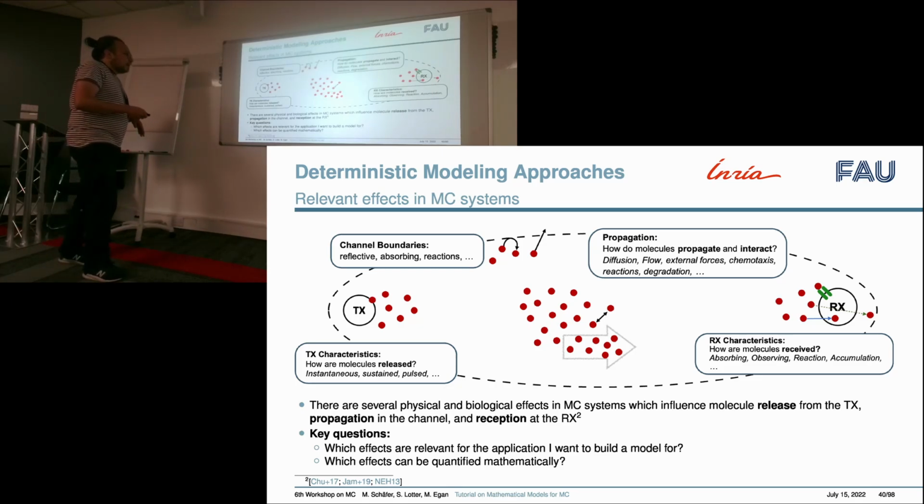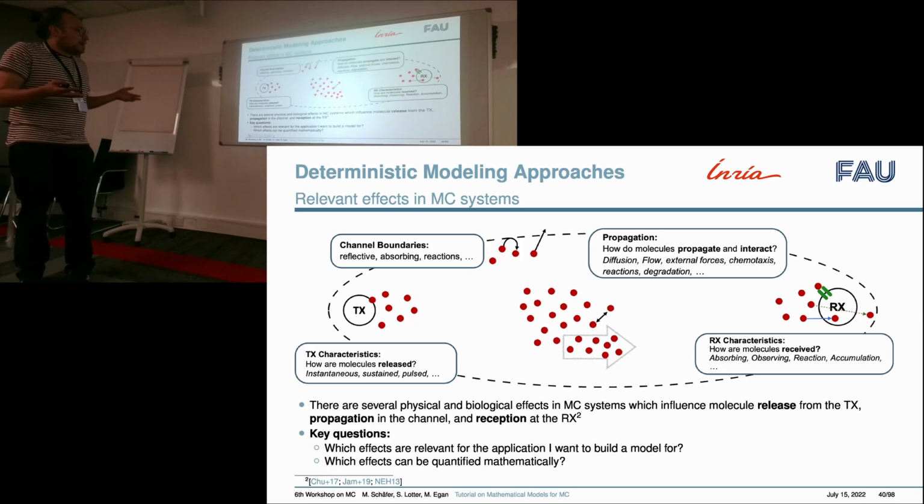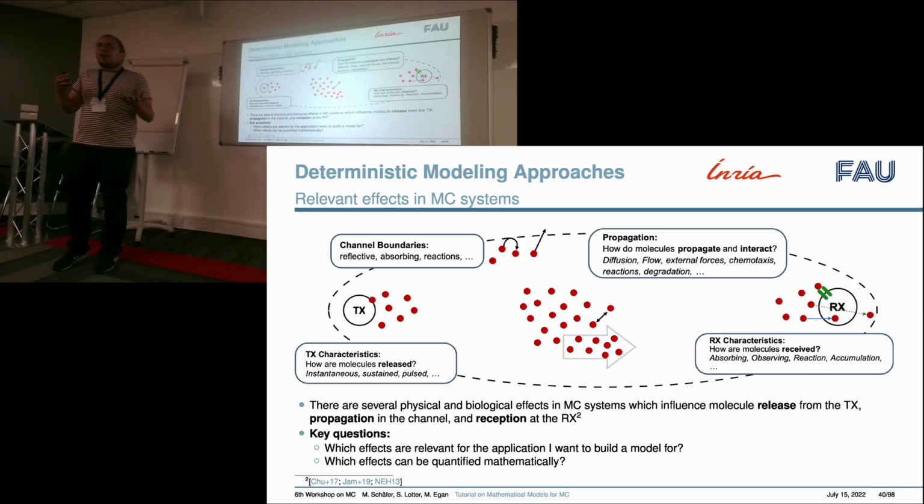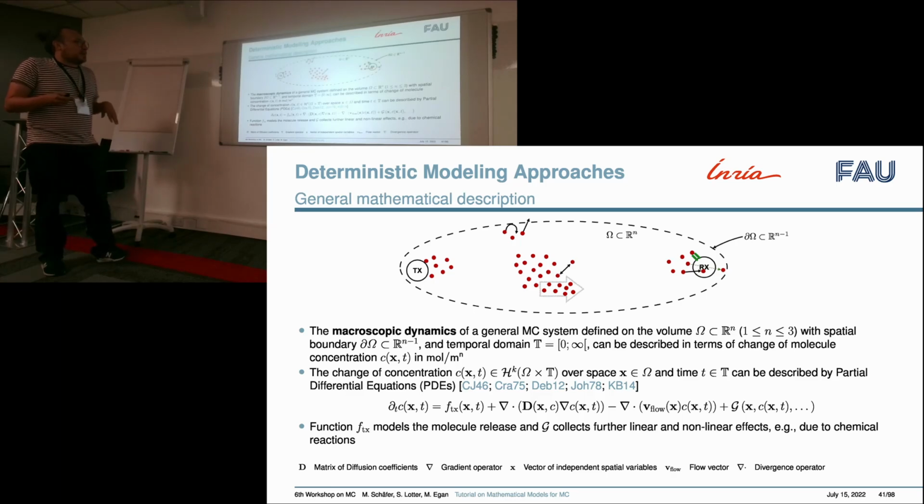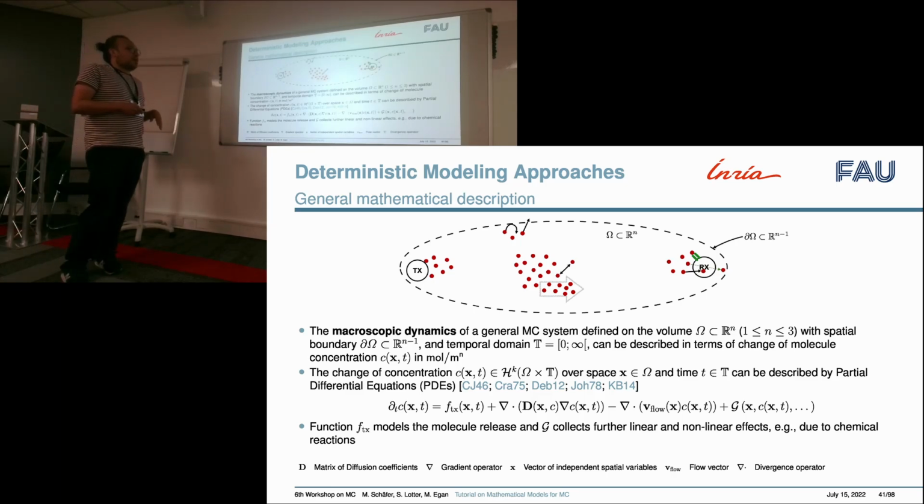Okay, so the key questions here are for me always, which effects are relevant for the application I want to build a model for? That is one thing. And the other thing, which of these effects can be quantified mathematically somehow? And this brings me to a rather general mathematical description of these systems, so the dynamics of such a molecular communication system.